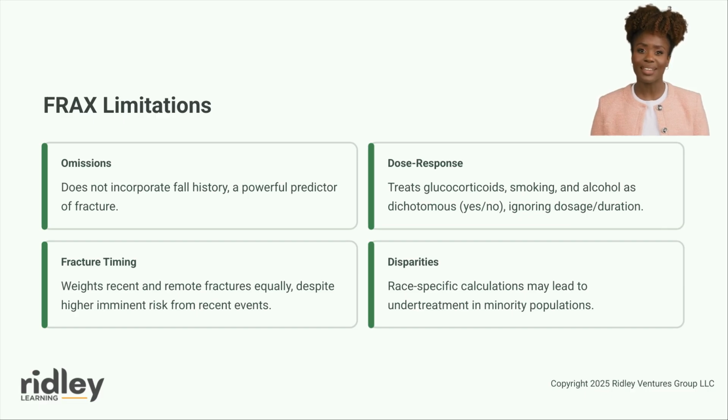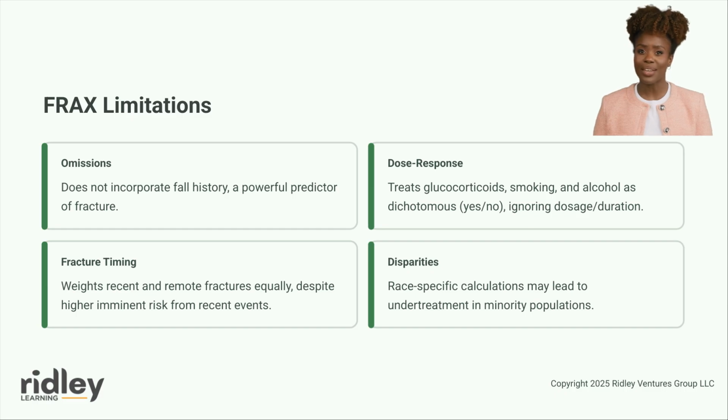The use of race and ethnicity adjustments in FRAX has generated important discussion regarding potential contributions to healthcare disparities. The United States version of FRAX includes separate calculations for white, Black, Hispanic, and Asian populations, reflecting observed differences in fracture rates among these groups.